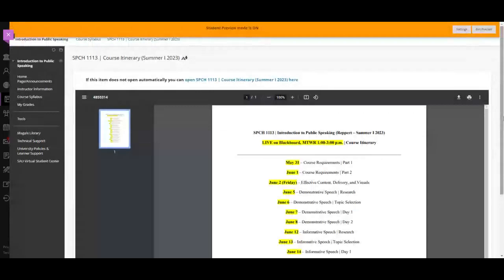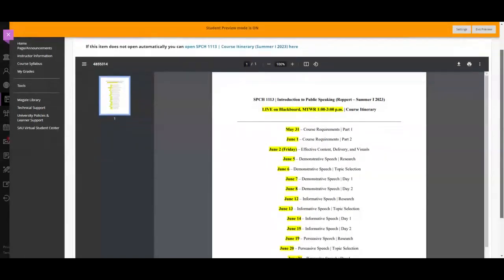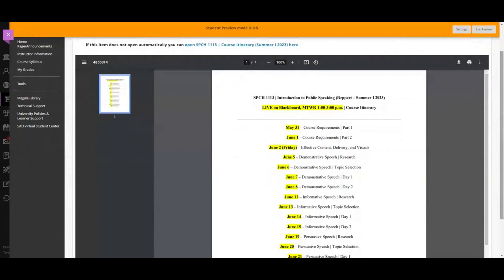Here's the course itinerary, by the way. This week, Wednesday, course requirements, part 1, then into the month of June with course requirements, part 2. Today, our only Friday of the term, effective content, delivery, and visuals. But let's take a quick look at next week. It is demonstrative speech week. Monday will be research. Tuesday will be topic selection. Wednesday, day 1. Thursday, day 2.